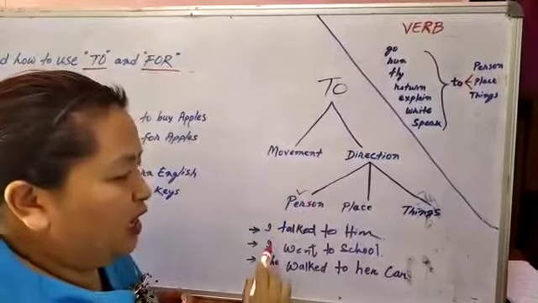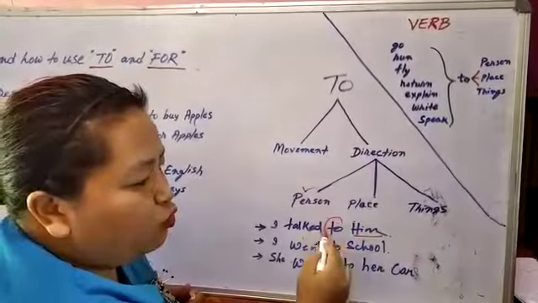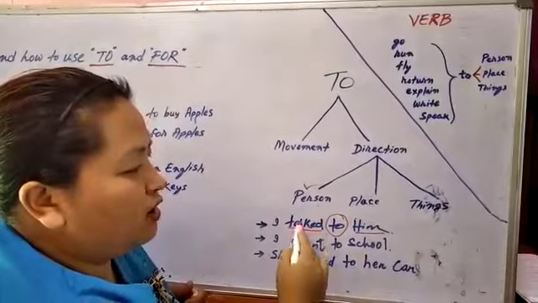Here is an example: I talk to him. He is a person. Because of this verb, talk, we use "to".